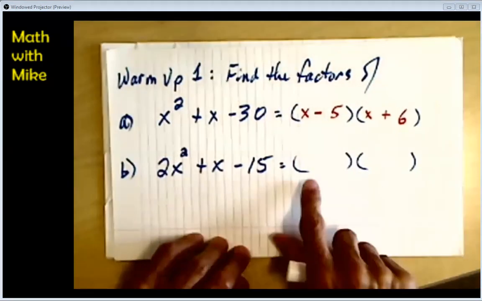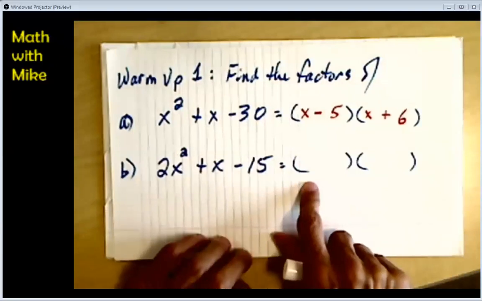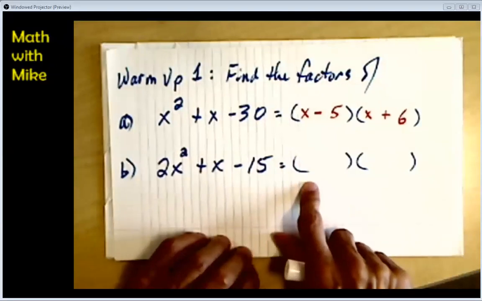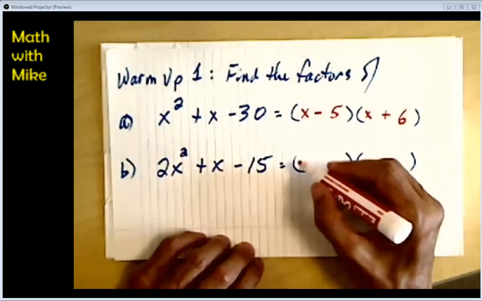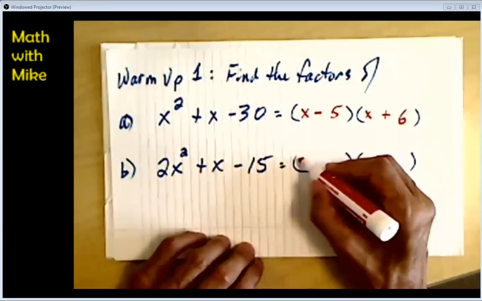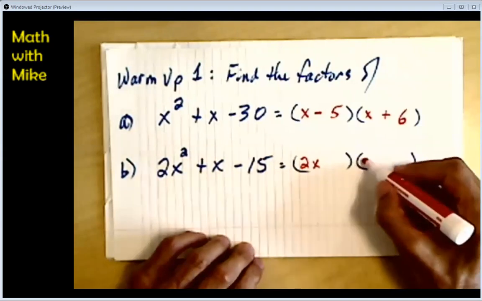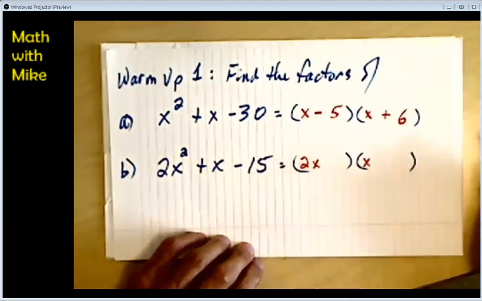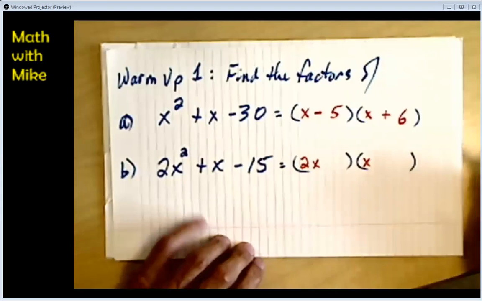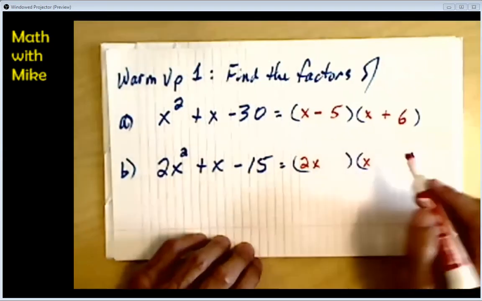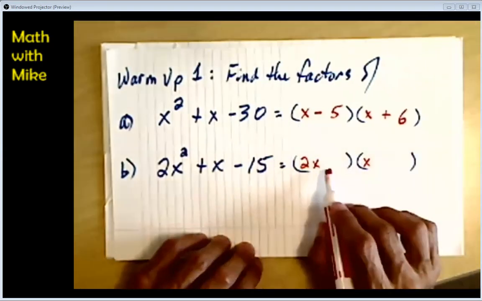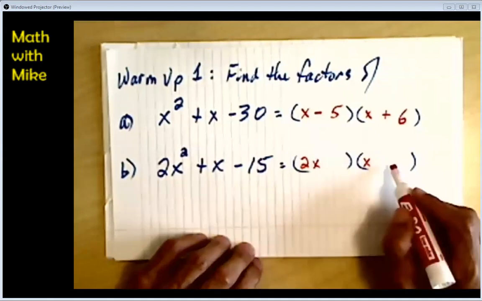Does anyone have the second one here? Parsa, what did you get? 2x here, 2x, yeah. X there, that's true. And -3 plus 5. So Parsa says -3 and +5. Is that what you want? Yeah.